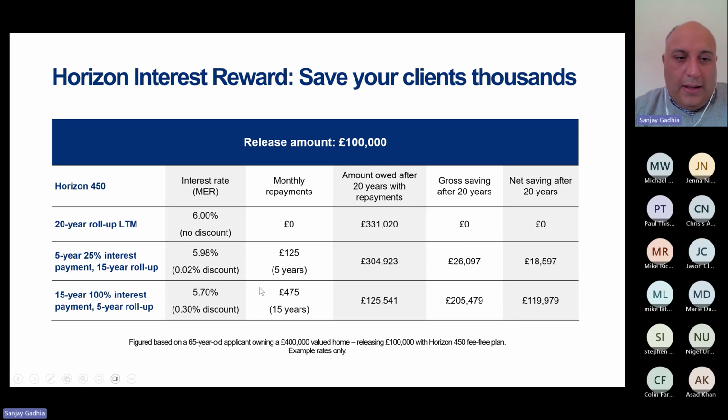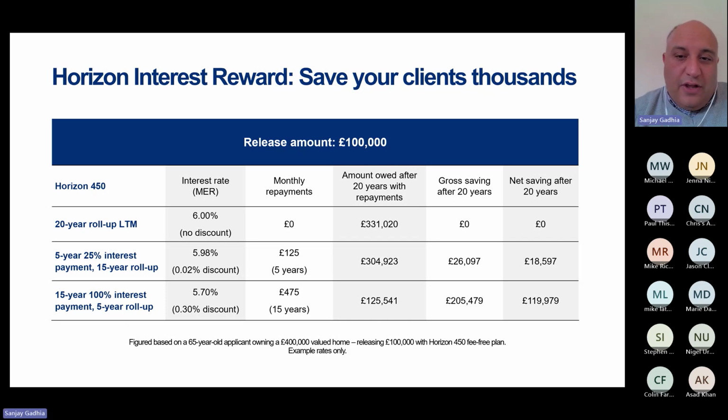But in this second row here, your customer is informing you that they are able to commit to servicing 25% of the interest for a term of 5 years. So what this shows is the discount that we will apply is 2 bips. Your customer will be making £125 a month payments for the 5-year term. You can already see what's outlined here.